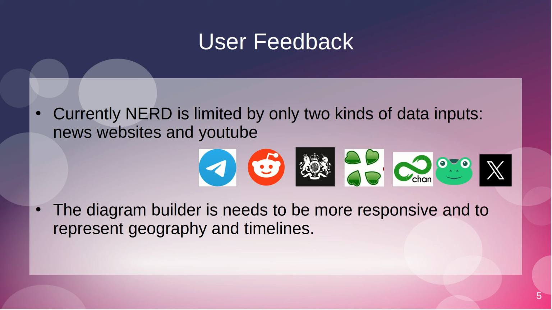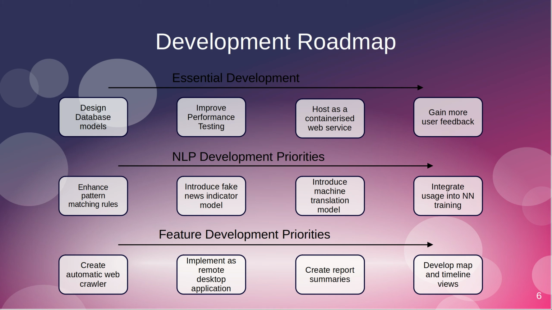User feedback: currently limited to only 2 kinds of data inputs, but I'd like to expand it further to these guys. The diagram builder also could be more flexible and adaptable, so that needs some consideration too. Here are 3 priorities for future development. Most interestingly, with user-curated documents, we could integrate this into a neural network training pipeline, so the effectiveness of the models, of the neural net models, becomes greater over time.